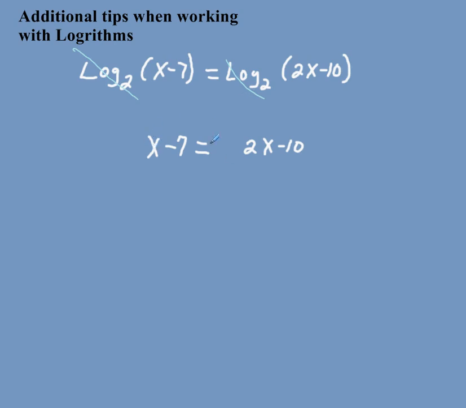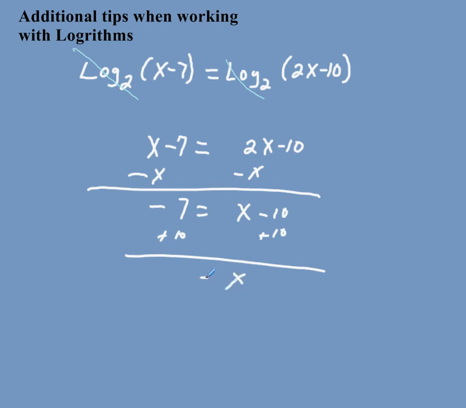So let's go ahead and solve this out here. First, always combine your variables. Negative x on both sides, giving me negative 7 is equal to x minus 10. Add 10 to both sides, giving you x is equal to 2. Boy, I cannot count today. It's not 2. It is 3. Negative 7 plus 10 gives you 3.